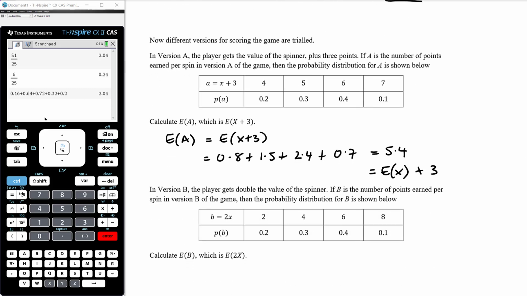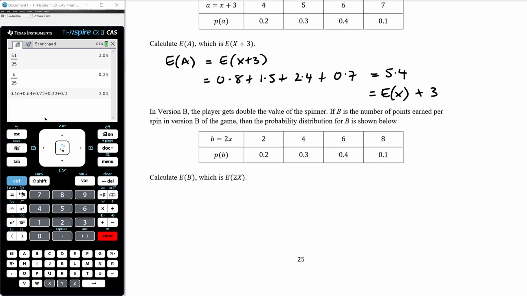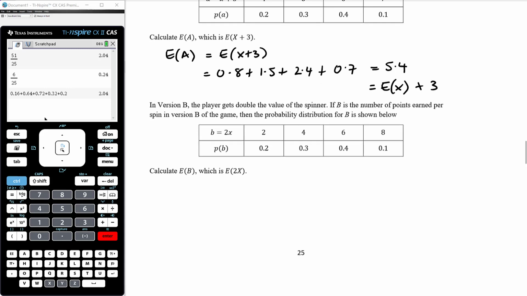Let's think about version B. The player gets double the value of the spinner. Okay, so if you spin the spinner and you spin up a 3, then you get 6 points. So if B is the number of points earned per spin in version B of this game, then the probability distribution for B is shown below. So B is equal to 2 times x. So instead of it being 1, 2, 3, and 4, it's now 2, 4, 6, and 8, the points that you earn. So we're going to calculate the expected value of B, which is the expected value of 2x.